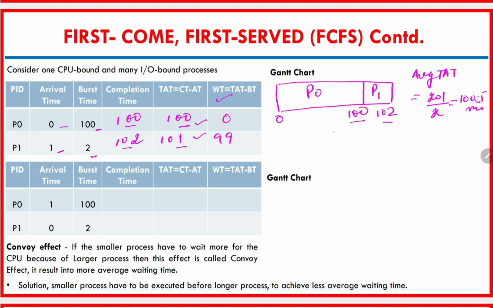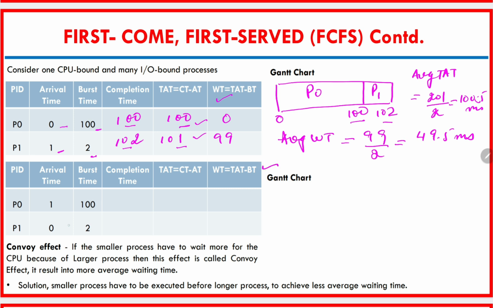Fine. So if we calculate the average waiting time for this system, the average waiting time is the sum of the waiting times of individual processes, that is 0 plus 99. So this comes out to be 99, and we are having two processes, divided by 2, so this comes out to be 49.5 milliseconds.